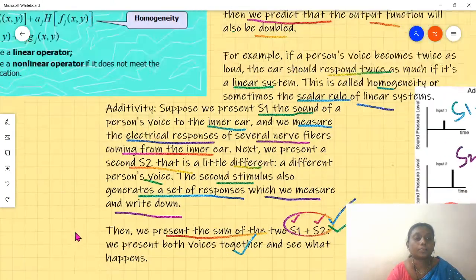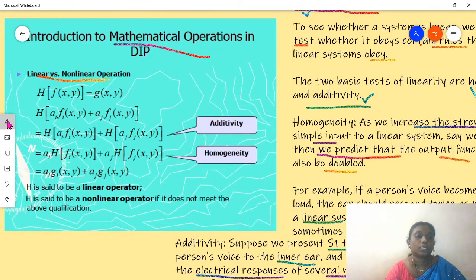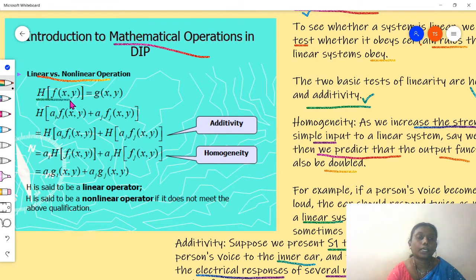And then in image processing, the linear or nonlinear operation is defined as H of f of x comma y equals g of x comma y. Then we apply some constant, we multiply with some constant. This is the equation for the additivity, this is the equation for the homogeneity, and this is the resultant one. If these two are satisfied, then this is a linear operation. Otherwise, if these two are not satisfied, then it is a non-linear operator.